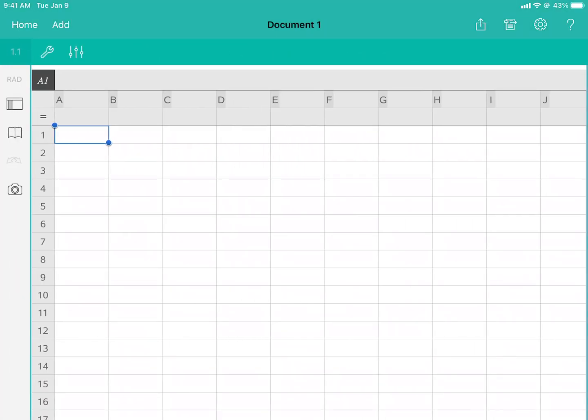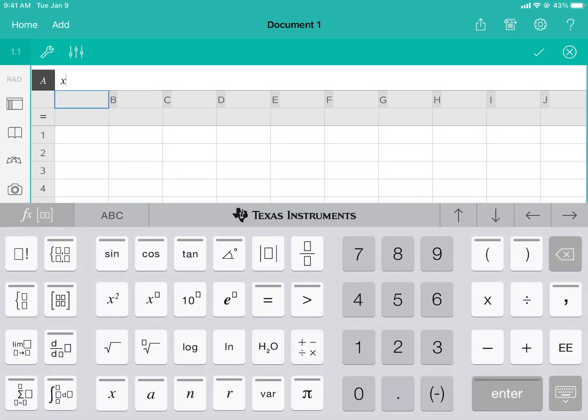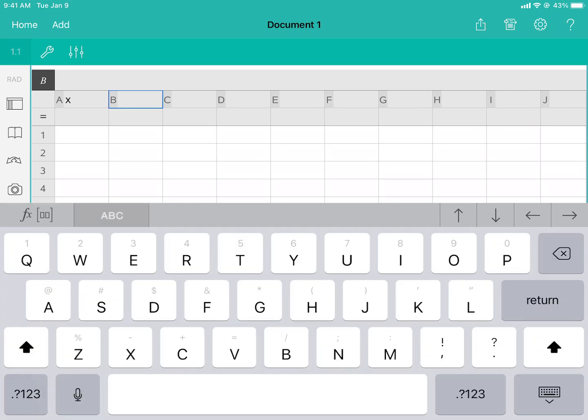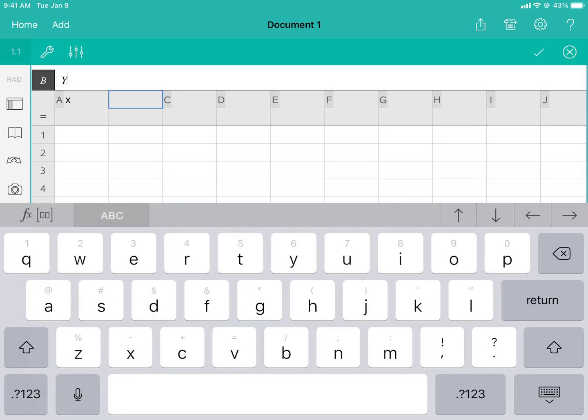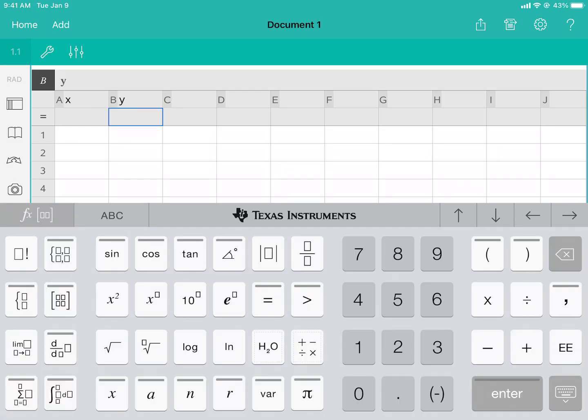So remember here, we go up to the A, we type in X, and press Enter, and then I go to the B and type in Y, and press Enter. Okay, I am going to type in the points that we were given. We were given 3 as the X value, -8 as the Y value. There's the first point. My second point was 5, and then 7.